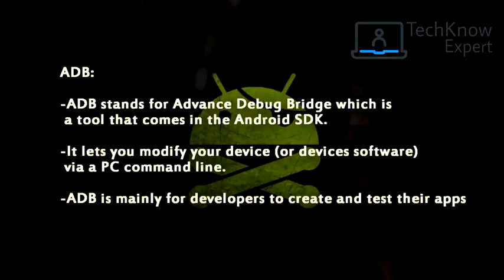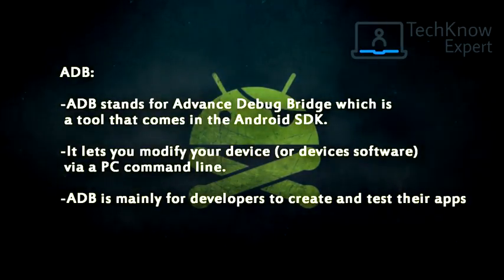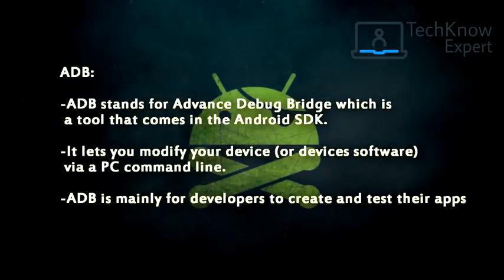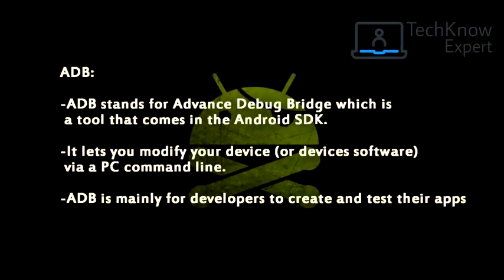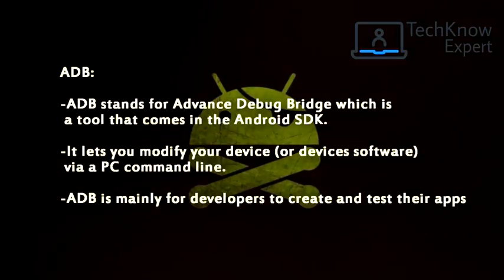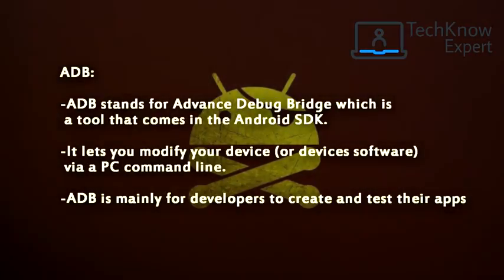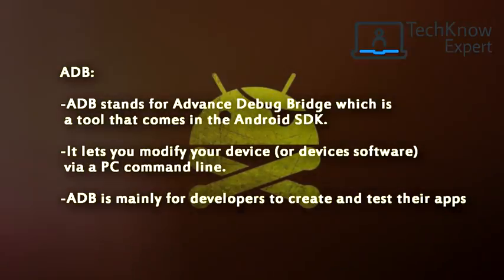ADB. ADB stands for Android Debug Bridge, which is a tool that comes in Android SDK. ADB lets you modify your device via a PC command line. ADB is mainly for developers to create and test their apps, but it can also be used by curious hackers to access your phone from your computer and run some commands via the computer's command prompt.